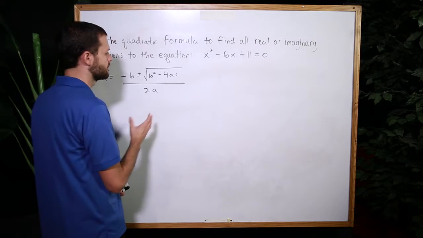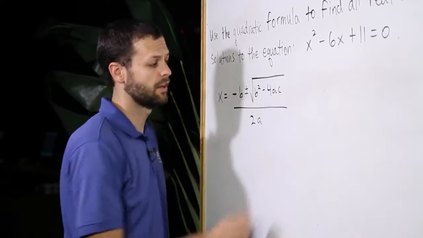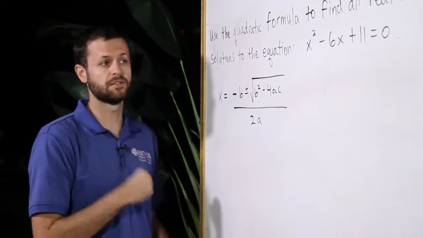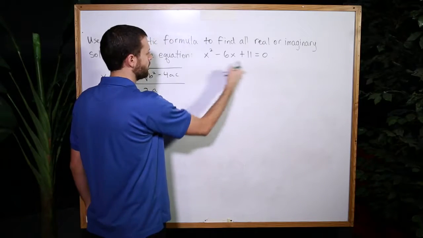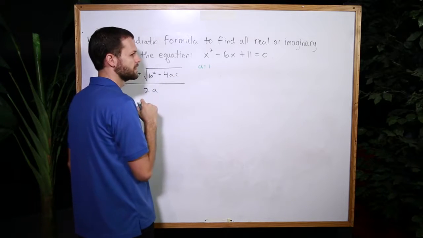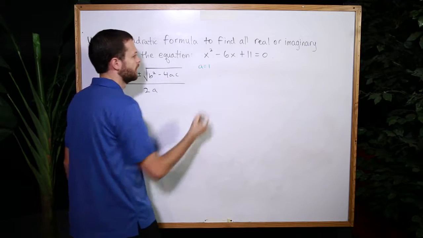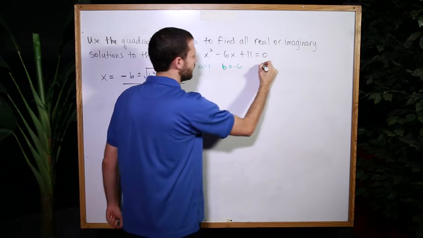Our only task is to figure out what a, b, and c are given by this equation in order to plug into the quadratic formula so that we can come up with the solutions. In this problem, a is 1 because there's a 1 in front of this x squared that we just didn't write. b is minus 6, and c is 11.